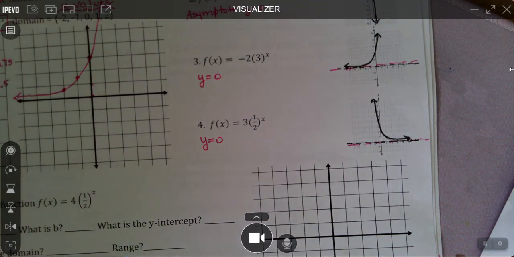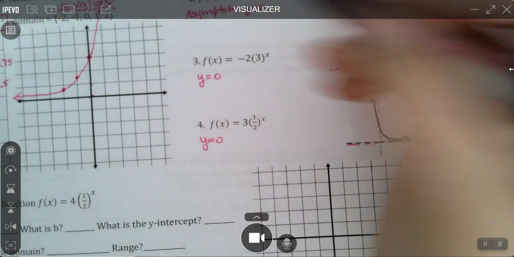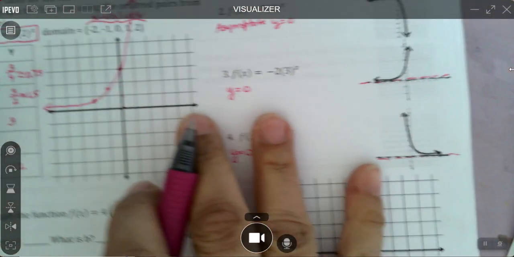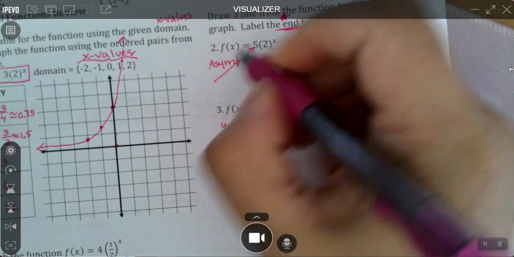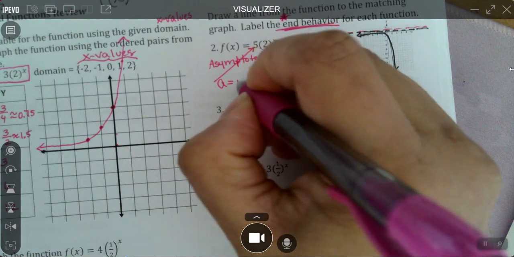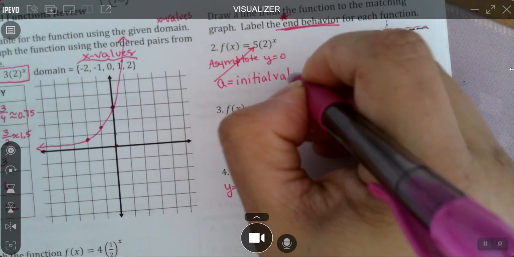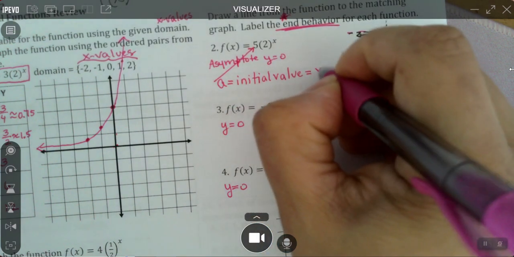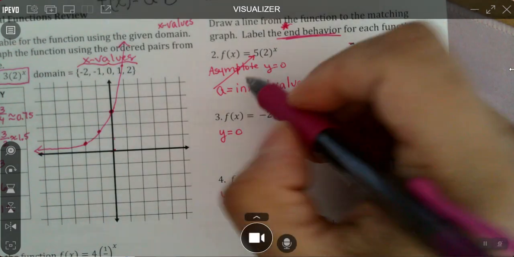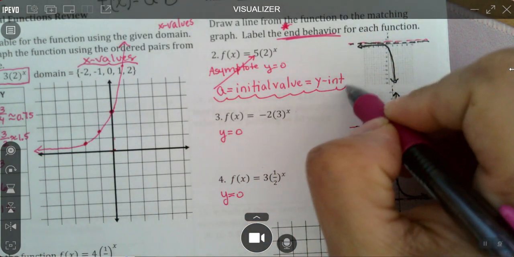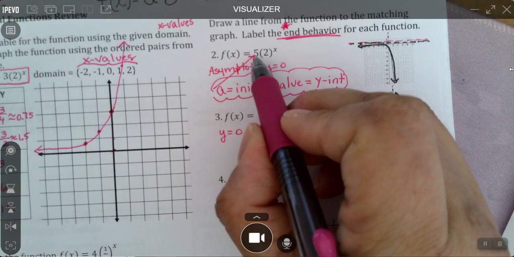Let's try the y-intercept. Which one is the y-intercept? The y-intercept is your initial value. Okay, this is something you need to know. A is equal to the initial value, which happens to be the y-intercept. You need to know this. So when I look at this function, I know that the y-intercept happens at 5.